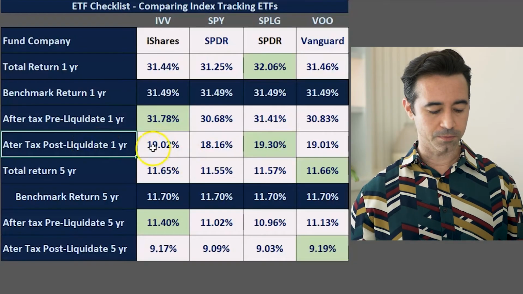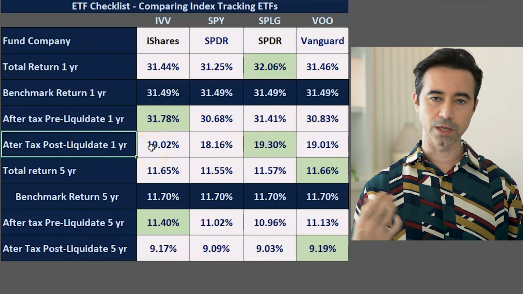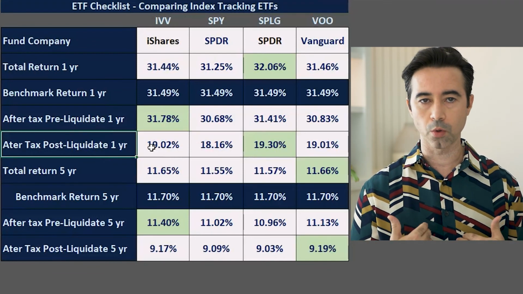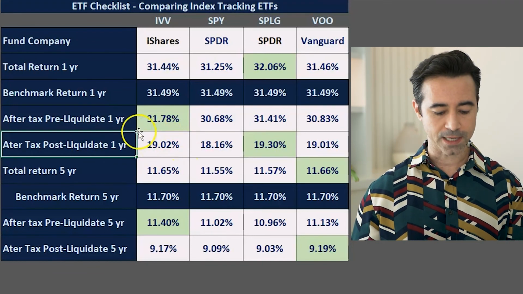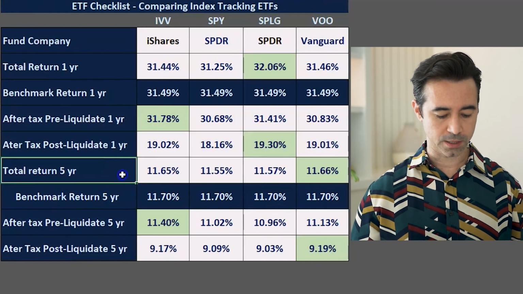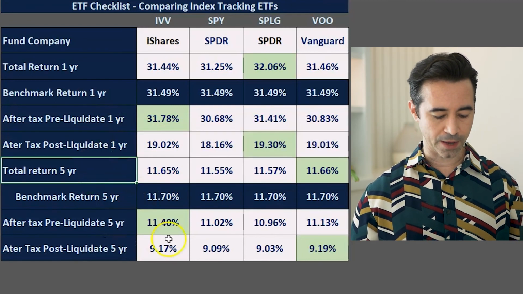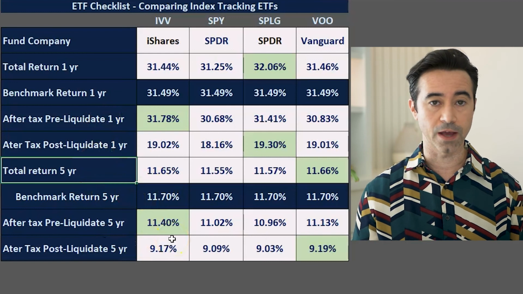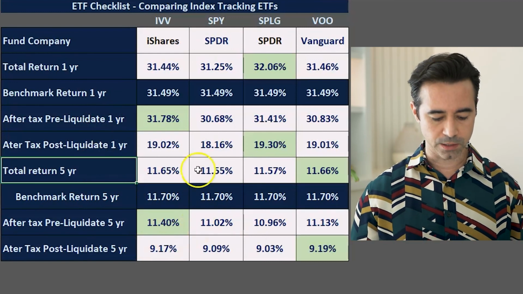I get this all from the prospectuses of these different funds. I don't get them from anywhere else. I've not found a place to find all this. I actually go into the prospectuses, and I have to hunt for it. So it takes a long time, unfortunately. Then the after-tax post-liquidation: if you sold this whole thing at the maximum tax rate, which of these is the most efficient? That's for 1 year. And then you have the same stuff for the 5 year. So that's kind of what I like to do.